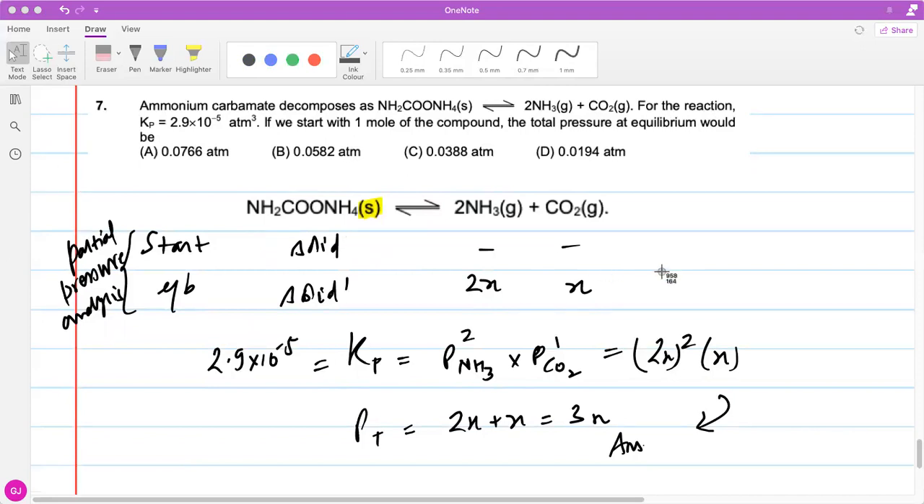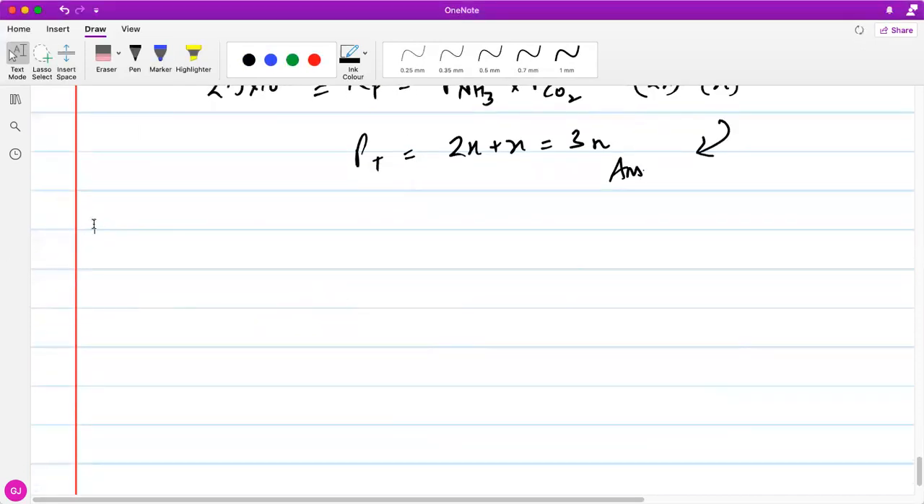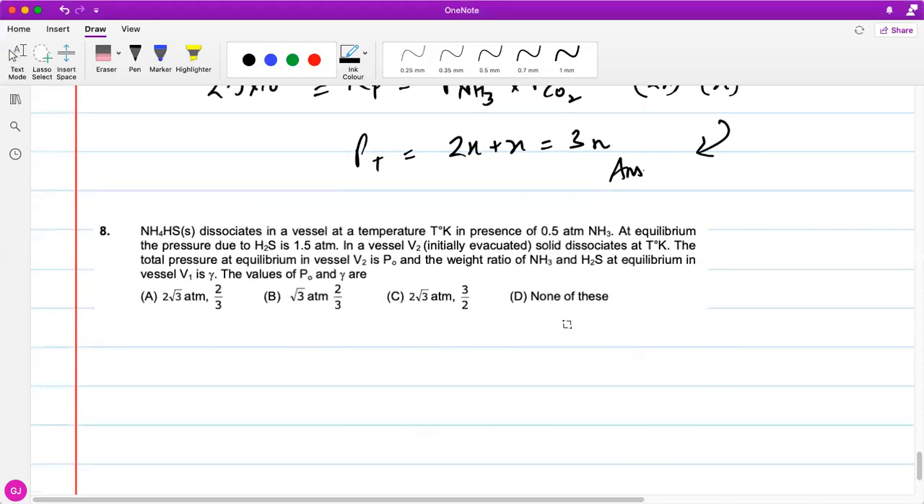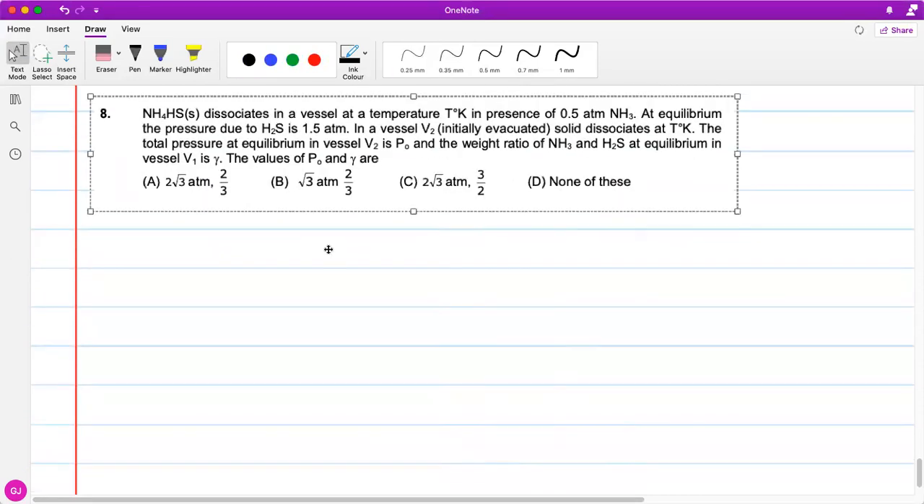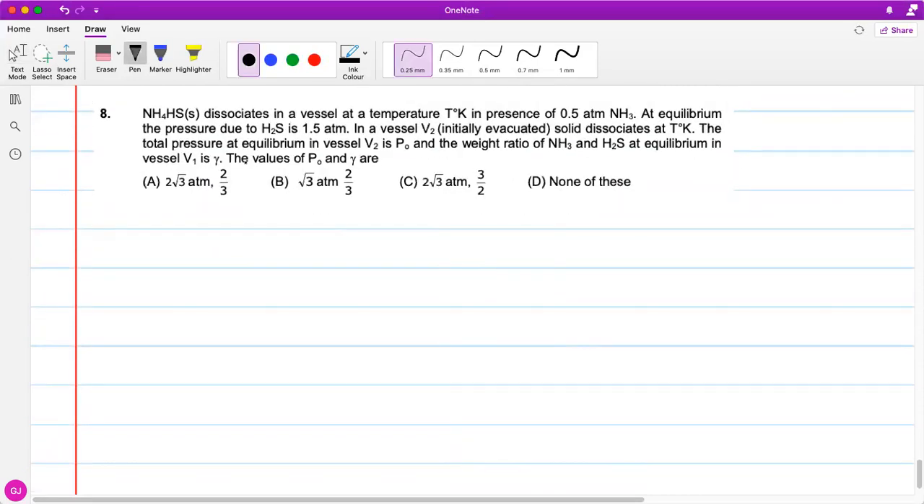Question number 8. A good question, certainly a good question that would require you to go through each and every line carefully. So in this case, let me call this case 1, because I have already read the question. So you have vessel 1 and vessel 2. Those are the two scenarios. So I will first chalk out what is happening in vessel 1.